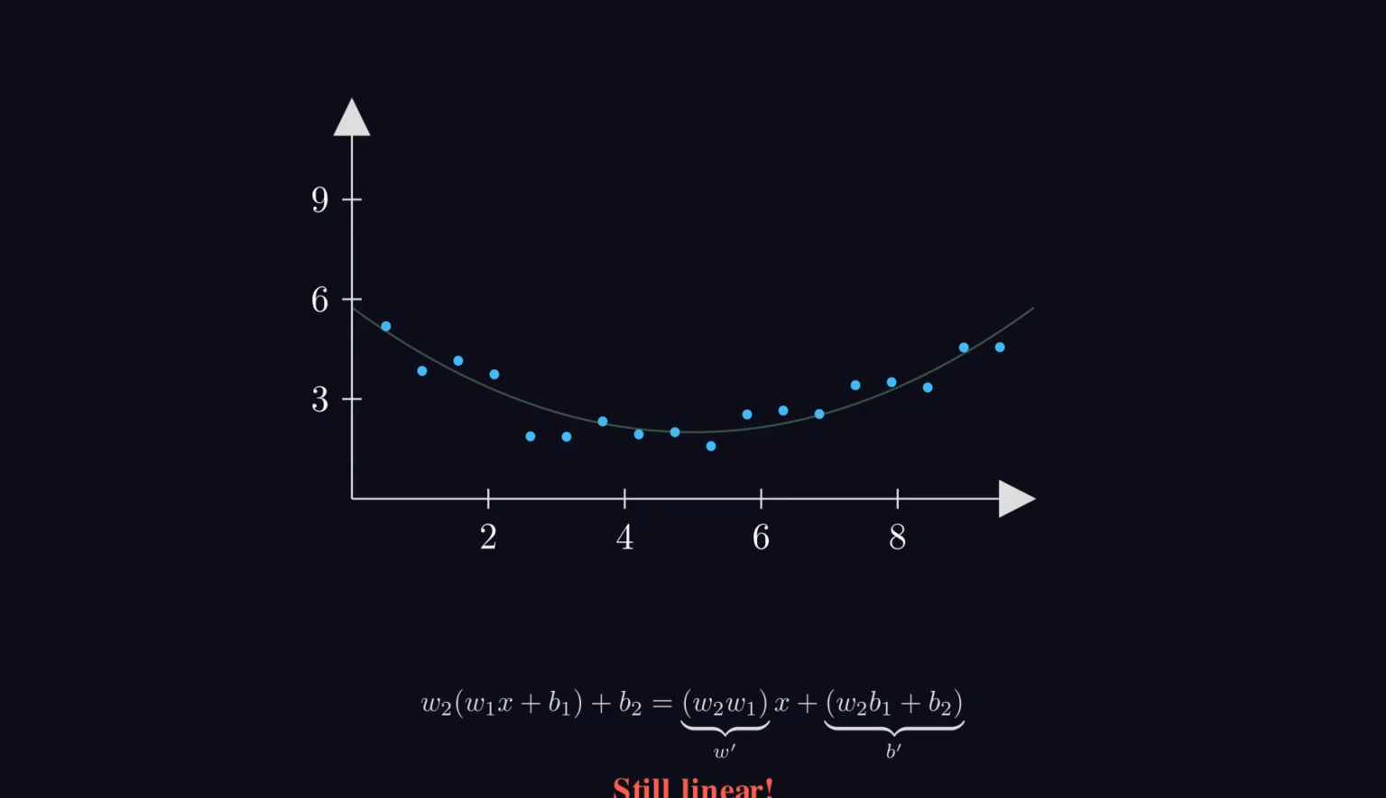But here's a surprising fact. If you combine two linear functions, you still get a linear function. W2 times W1 times X plus some constant. That's still just a line. Stacking linear on linear gives you linear. So how do neural networks escape this trap?